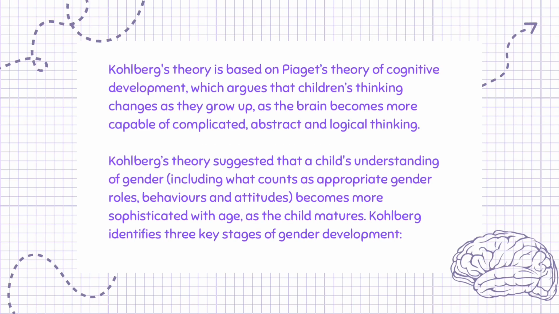Kohlberg's theory is based on Piaget's theory of cognitive development, which argues that children's thinking changes as they grow up, as the brain becomes more capable of complicated, abstract, and logical thinking. Kohlberg's theory suggested that a child's understanding of gender, including what counts as appropriate gender roles, behaviors, and attitudes, becomes more sophisticated with age as the child matures. Kohlberg identifies 3 key stages of gender development.